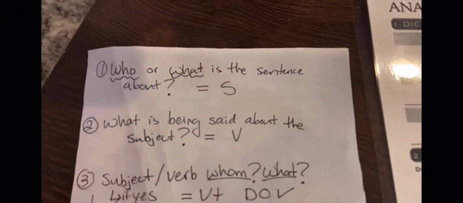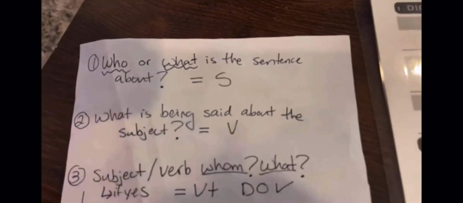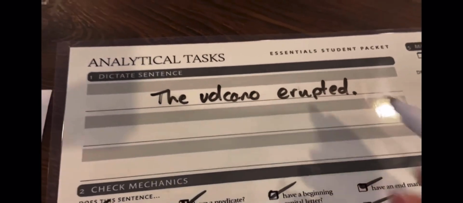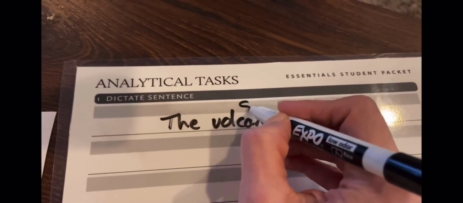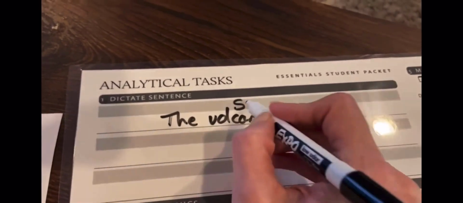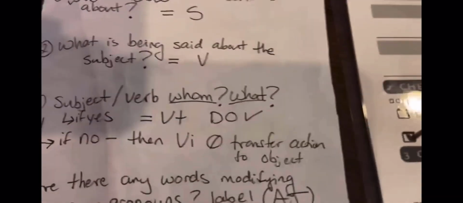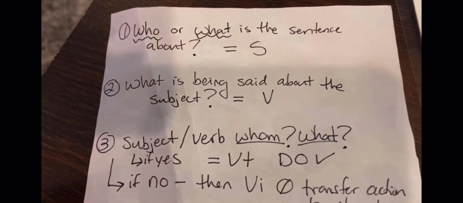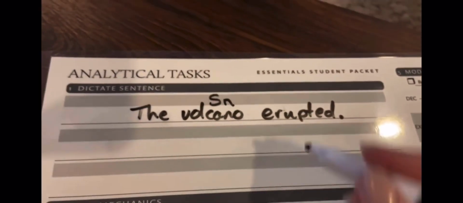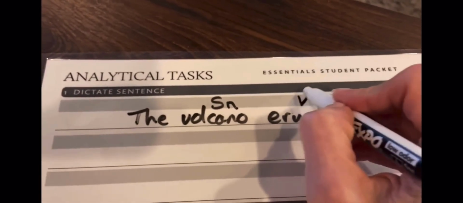The first question, who or what is the sentence about? That's going to tell us our subject. So I asked my student, who or what is the sentence about? Volcano. Yes, that's our subject. Is volcano a subject noun or pronoun? Subject noun. What's our next question? What is being said about the subject? That will tell us the verb. What is being said about volcano? Volcano erupted. There's our verb.